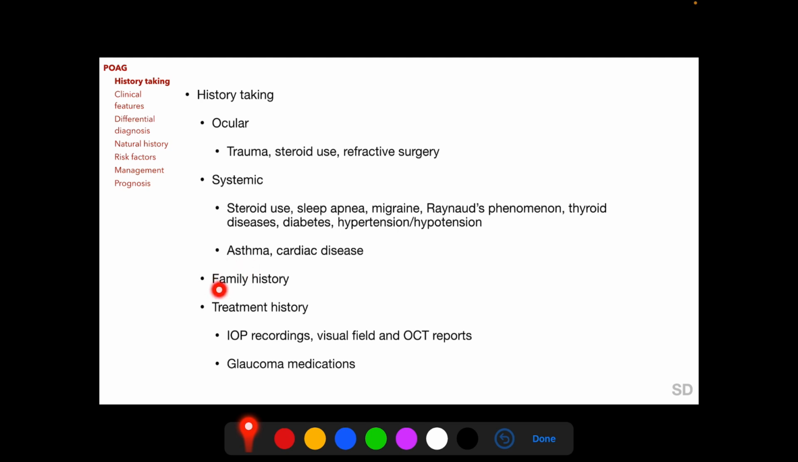Presence of family history of glaucoma increases the risk of development of glaucoma 10 times as we have previously discussed. And in the treatment history, we have to inquire about any previous IOP recordings, visual field and OCT reports, and about any previous glaucoma medications prescribed and taken by the patient.